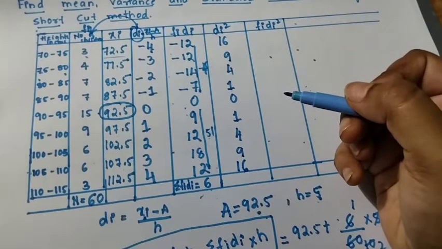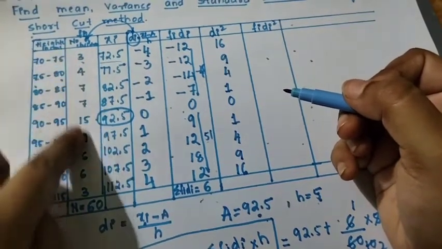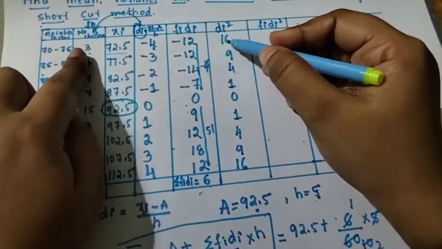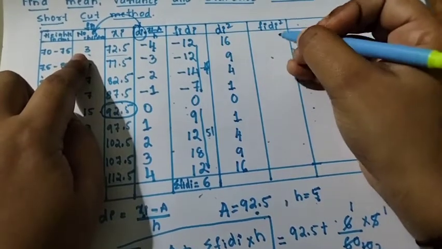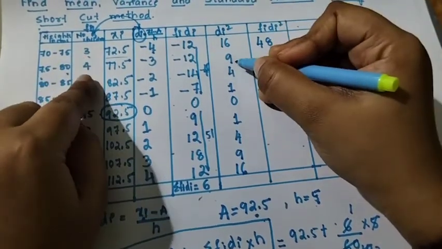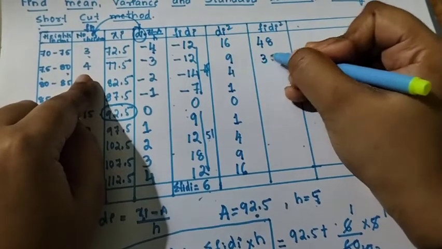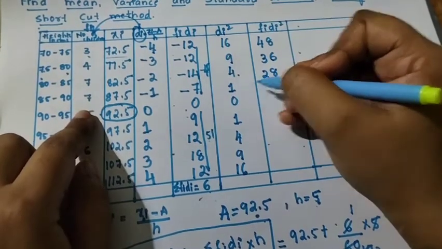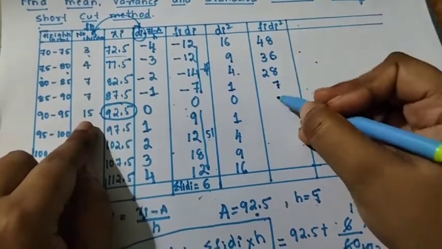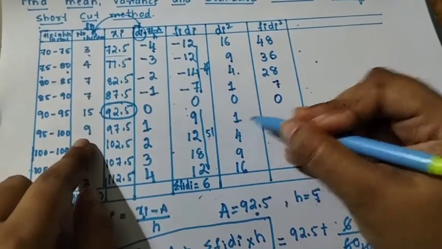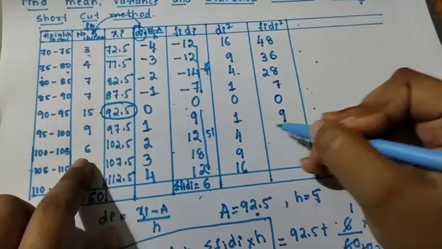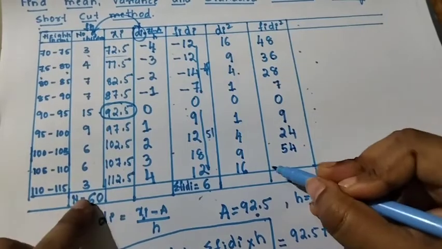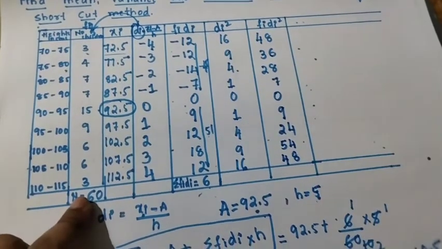Okay, so next fi into di square. Here you have your fi column, here you have your di square column. So you have to multiply fi and di square. 16 into 3 it is 48, 9 into 4 it is 36, 7 into 4 is 28, 7 into 1 is 7, 15 into 0 is 0, 9 into 1 is 9, 6 into 4 is 24, 6 into 9 is 54, 16 into 3 is 48.